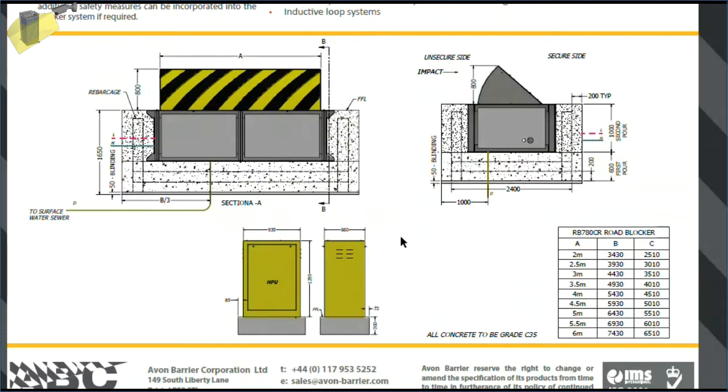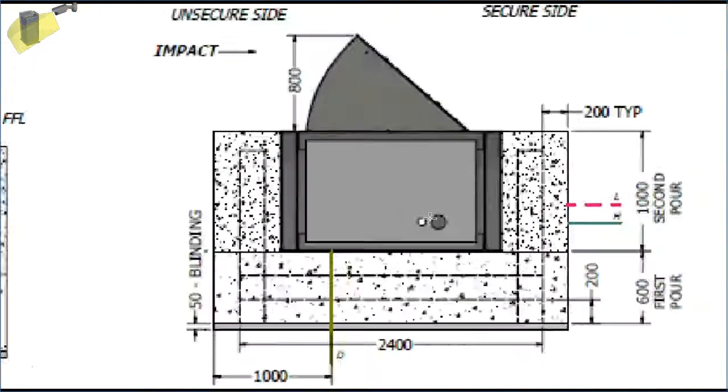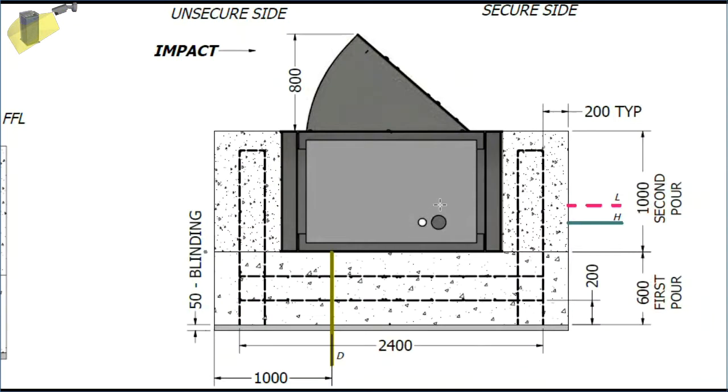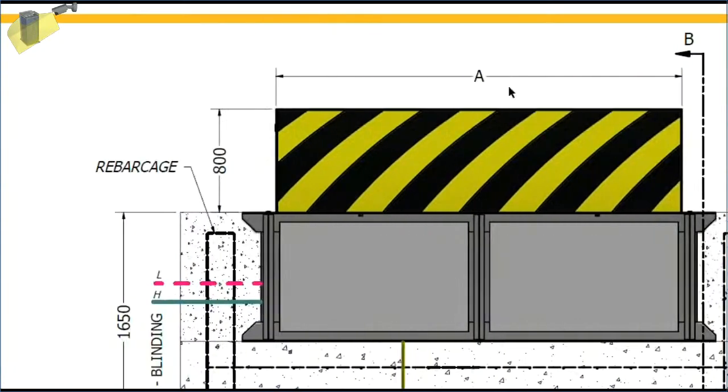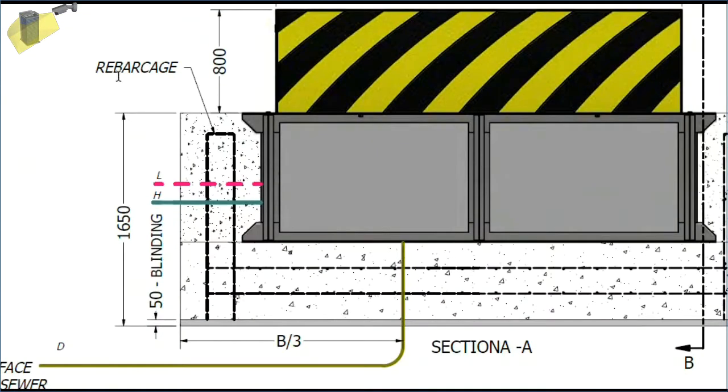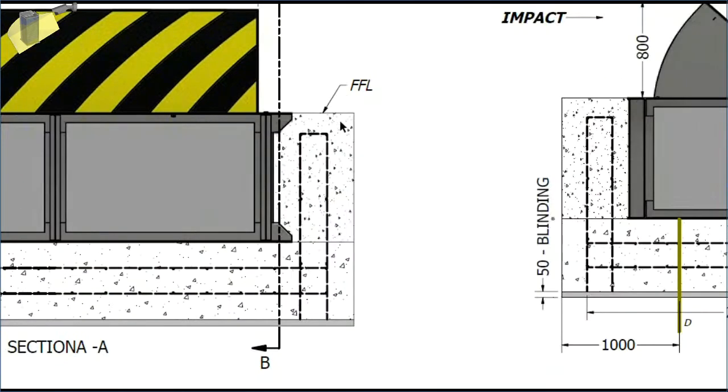Now here we can see that the road blocker has two pipes, one for hydraulic oil and the other for electrical wiring, the cabling. We can also see this steel mesh to secure the foundation. This is a rebar gauge, this is FFL.